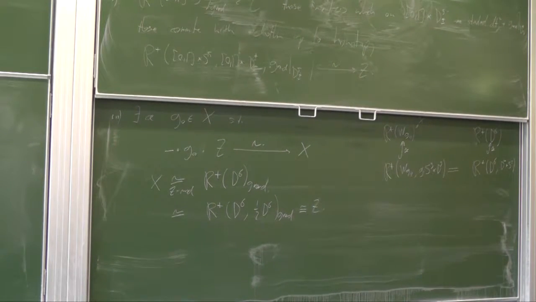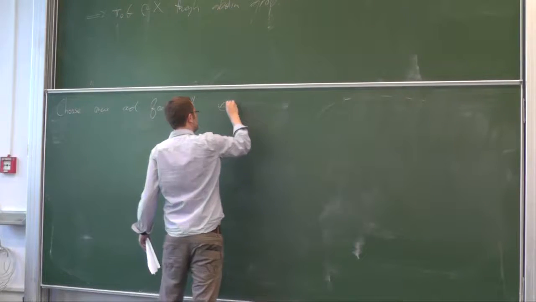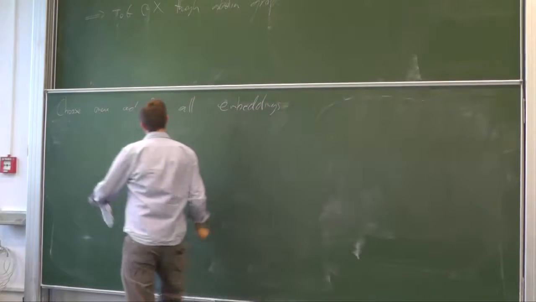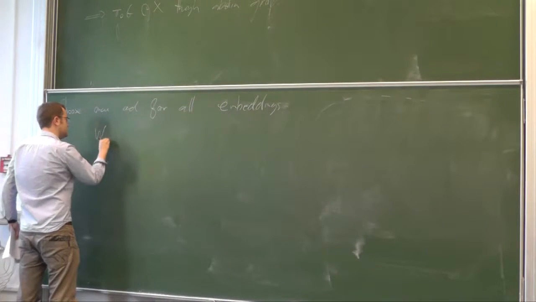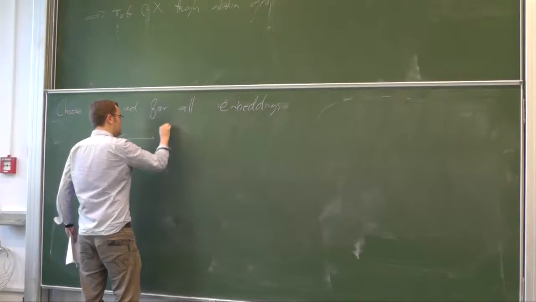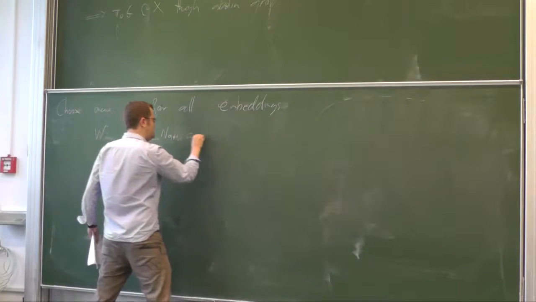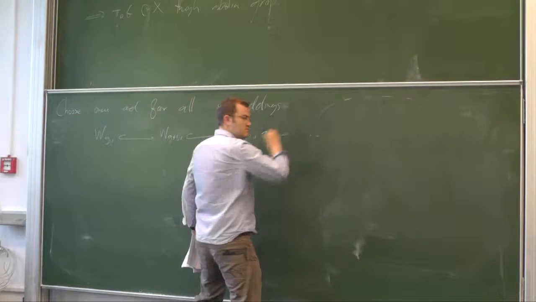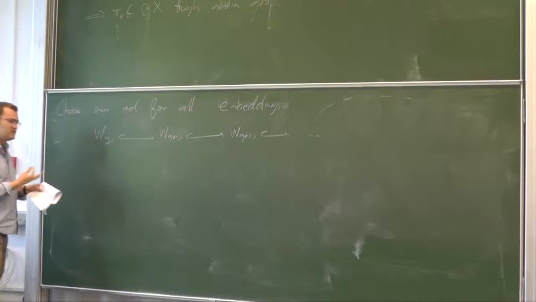Okay, so now I can come to this. This is the technical result that we need for the proof. Now I can come to the proof properly. So we choose once and for all embeddings from each of these WG1s into the next one, such that the complement of each one is a standard thing.